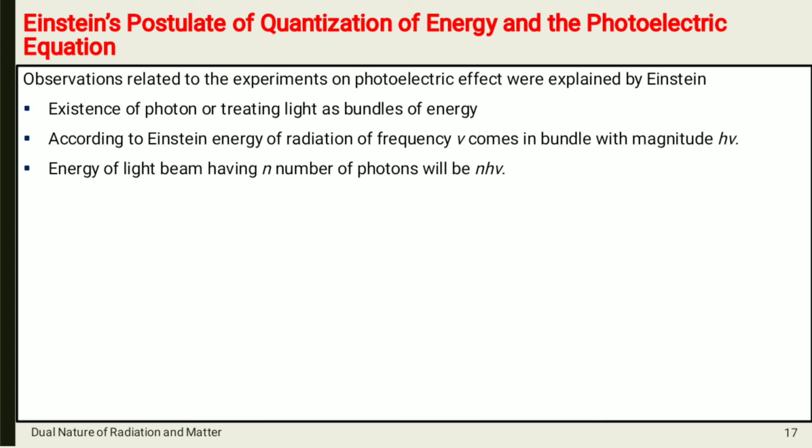Okay. So, the observation related to the experiment on the photoelectric effect explained by Einstein is what? Existence of photons, or treating light as a bundle of energy. According to Einstein, the energy of radiation of frequency nu comes in bundles with magnitude h nu. The energy of a light beam having n number of photons will be n h nu.